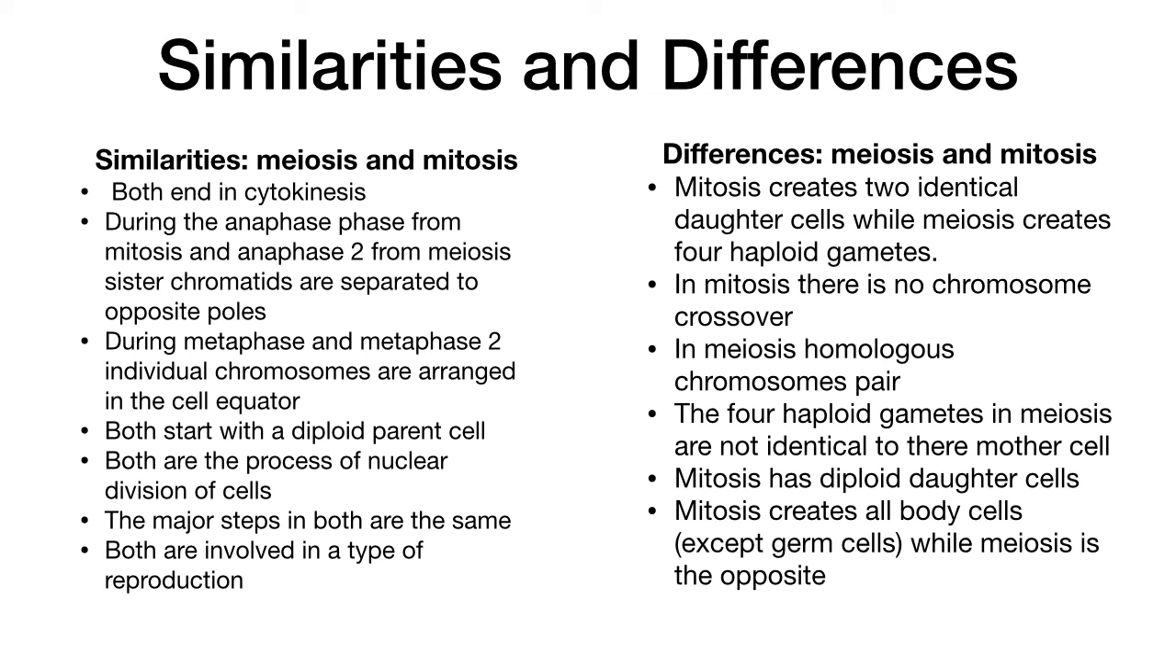Mitosis has diploid daughter cells that are identical to their mother cells. Mitosis creates all body cells, while meiosis is the opposite.